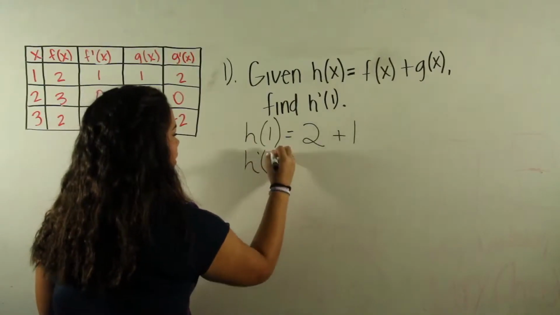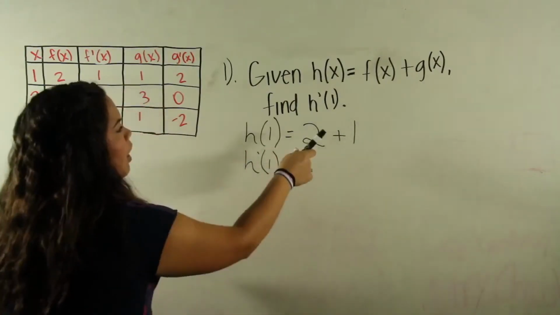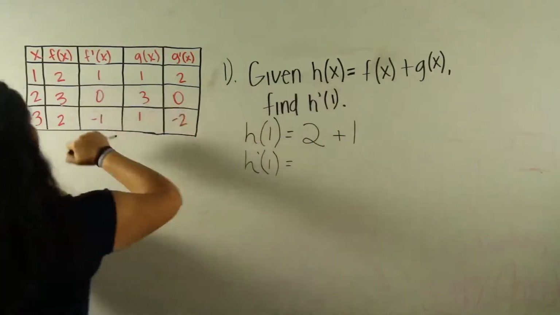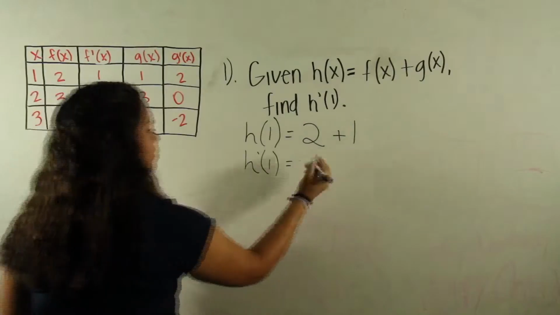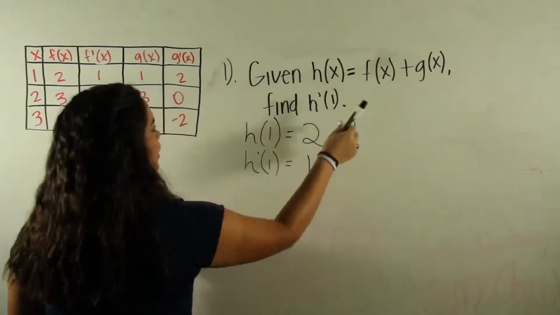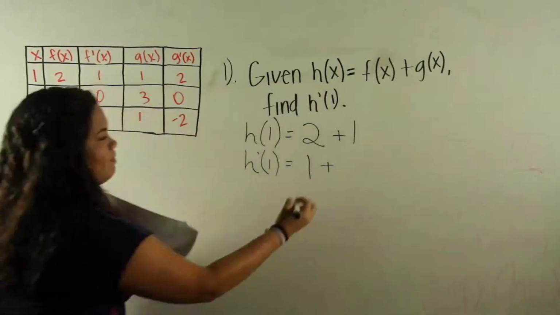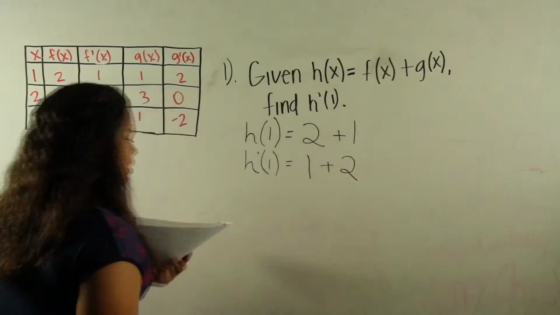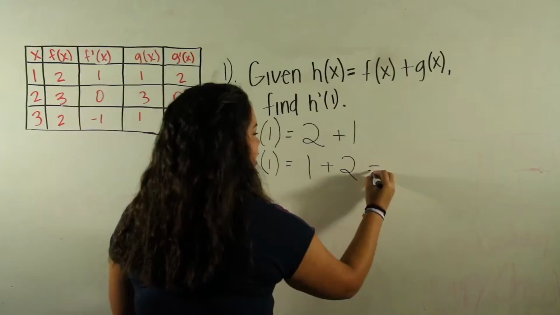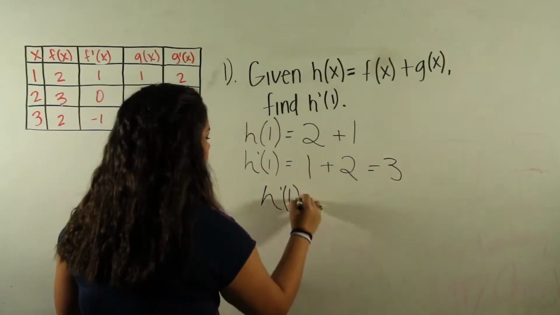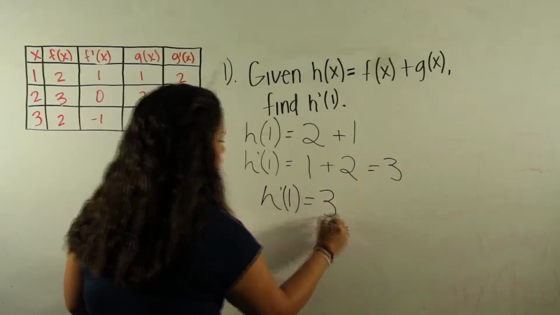So we go f prime of x is 1 plus g prime of x is 2. And then from here it's just basic math and 3. So h prime of 1 equals 3.